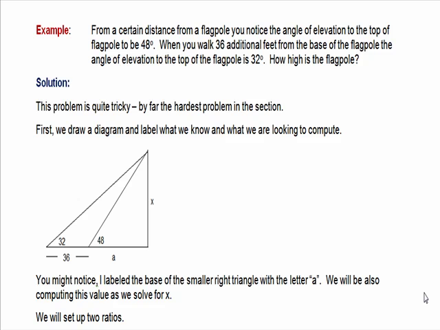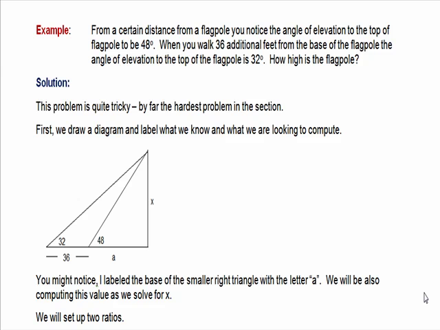Let's take a look at one last example. This one's a little bit more complicated, so you'll want to pay particular attention. From a certain distance from a flagpole, you notice the angle of elevation to the top of the flagpole to be 48 degrees. When you walk 36 additional feet from the base of the flagpole, the angle of elevation to the top of the flagpole is 32 degrees. I'd like to know how high is the flagpole.